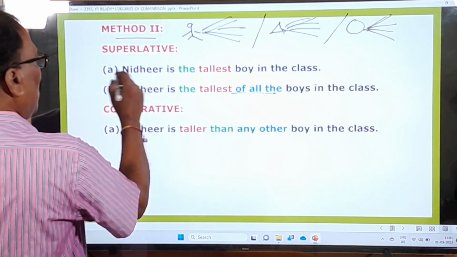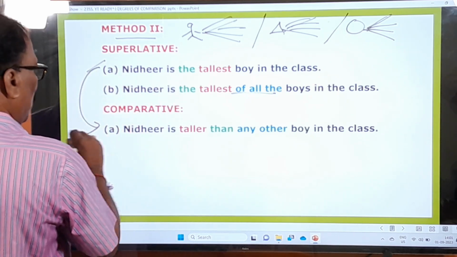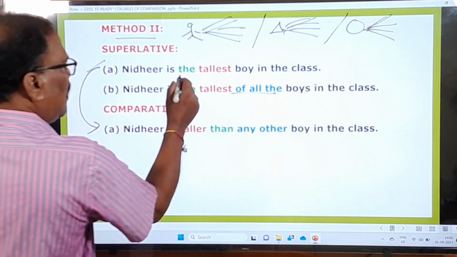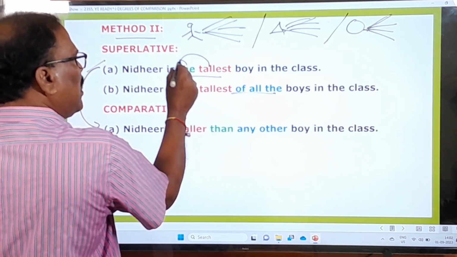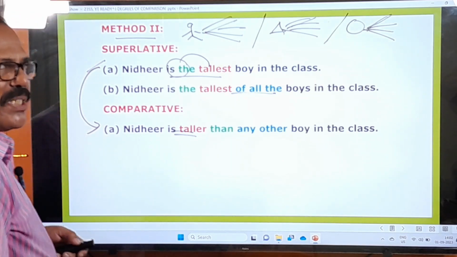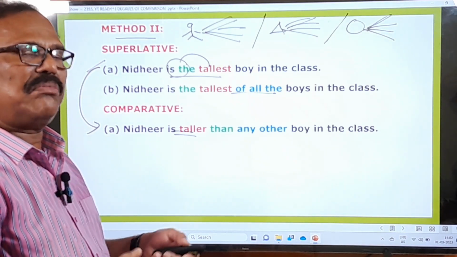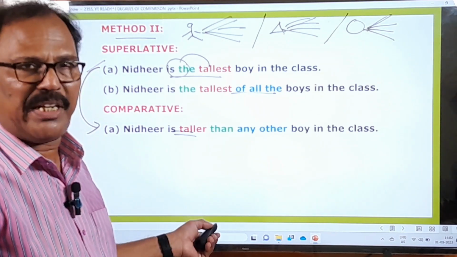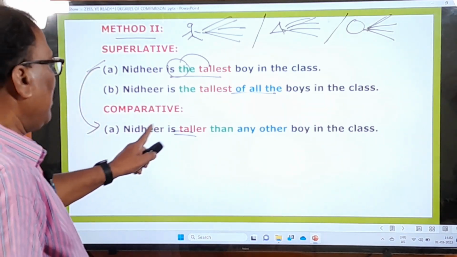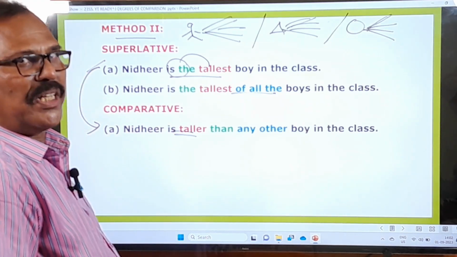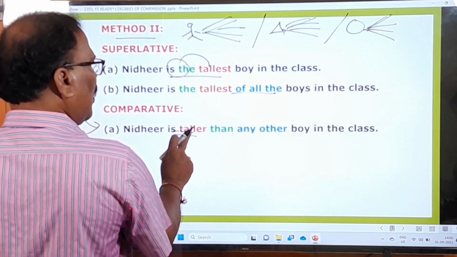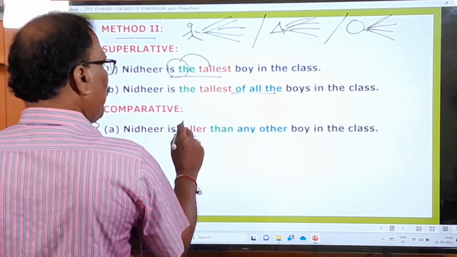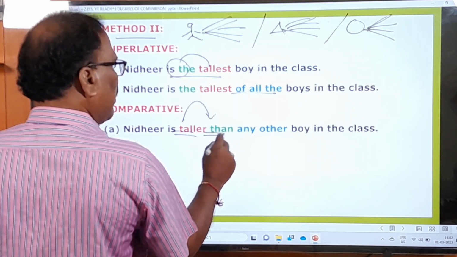Nidhir is, now I'm turning this into this one. Nidhir is the tallest. You know very well, before a superlative adjective we must use the always, and before the comparative adjective we need not use it. That's why we have dropped it here. Nidhir is taller. The is dropped, tallest is turned into taller, and immediately after writing the comparative adjective we must use than any other.